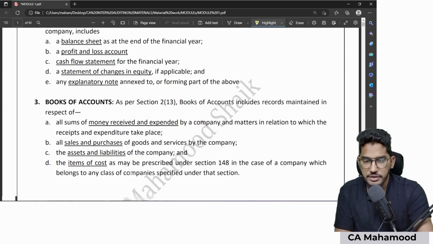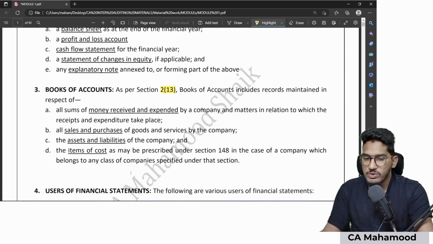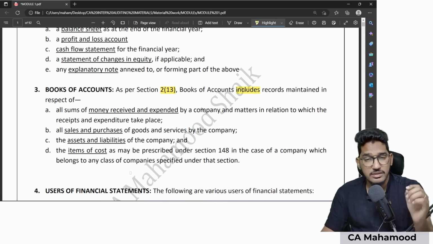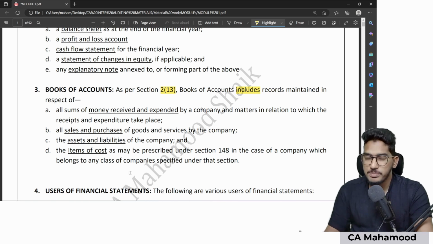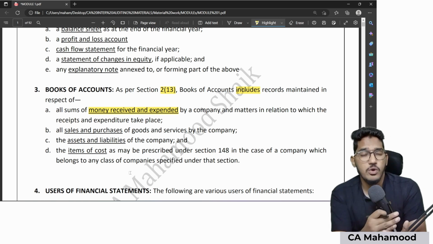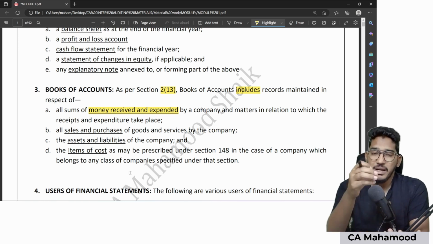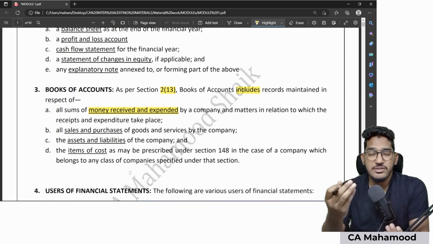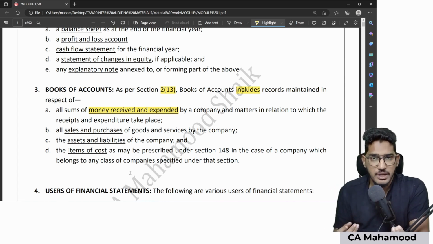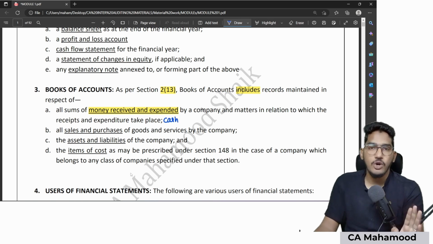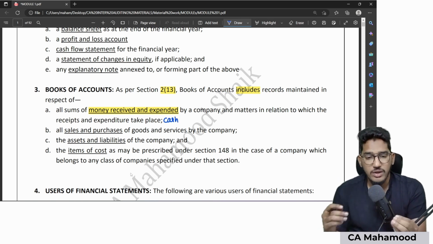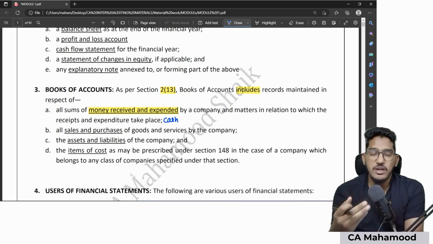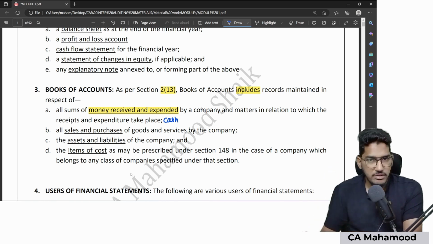Like if I show you the definition here. Books of accounts is defined under section 2 subsection 13, and it is also an inclusive definition. Why? Because the definition starts with the term includes. So it includes records maintained in respect of all sums of money received and expended by the company, and the matters regarding which you are spending or receiving this money. Nothing but, in simple terms, cash book. So cash book is the record in which we write down what is the money received, what is the money spent, for what matter we have received it, for what matter we have spent it.